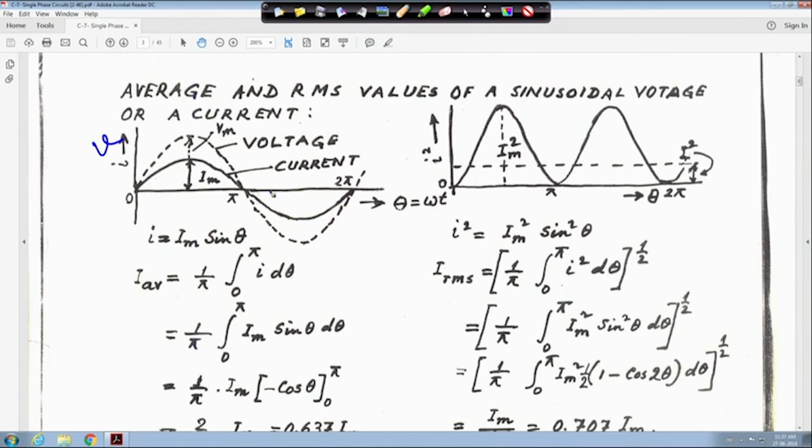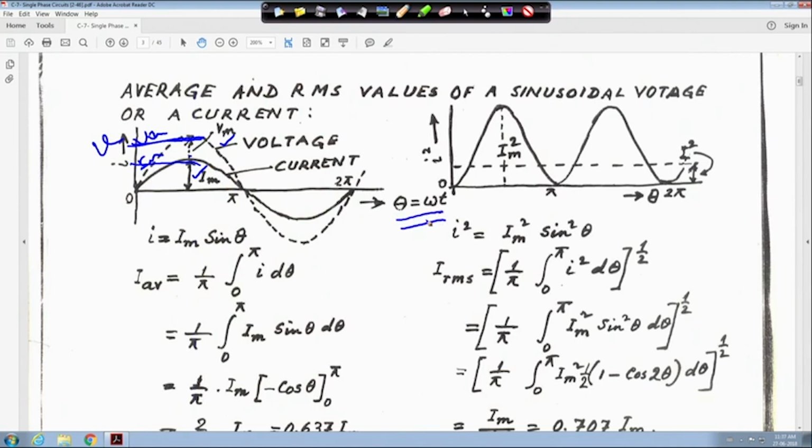It is something like this, and this dash line is the voltage. The peak value for the current is Im, and the peak value for the voltage is Vm. The continuous line is the current and the dash line is the voltage, and this is a purely sinusoidal waveform, where theta is equal to omega t.